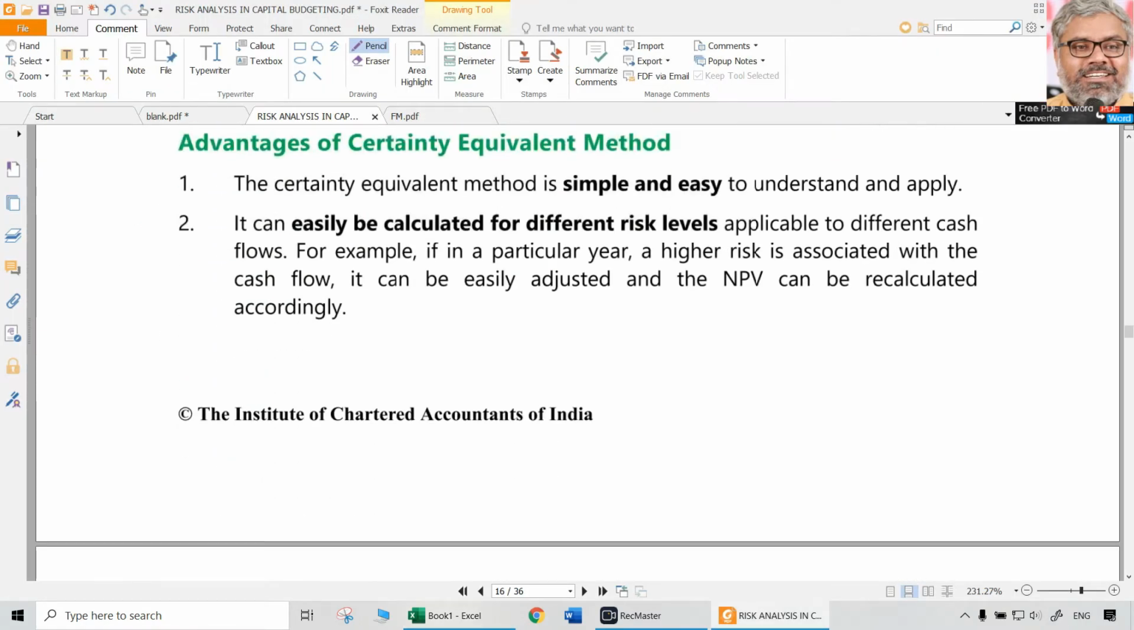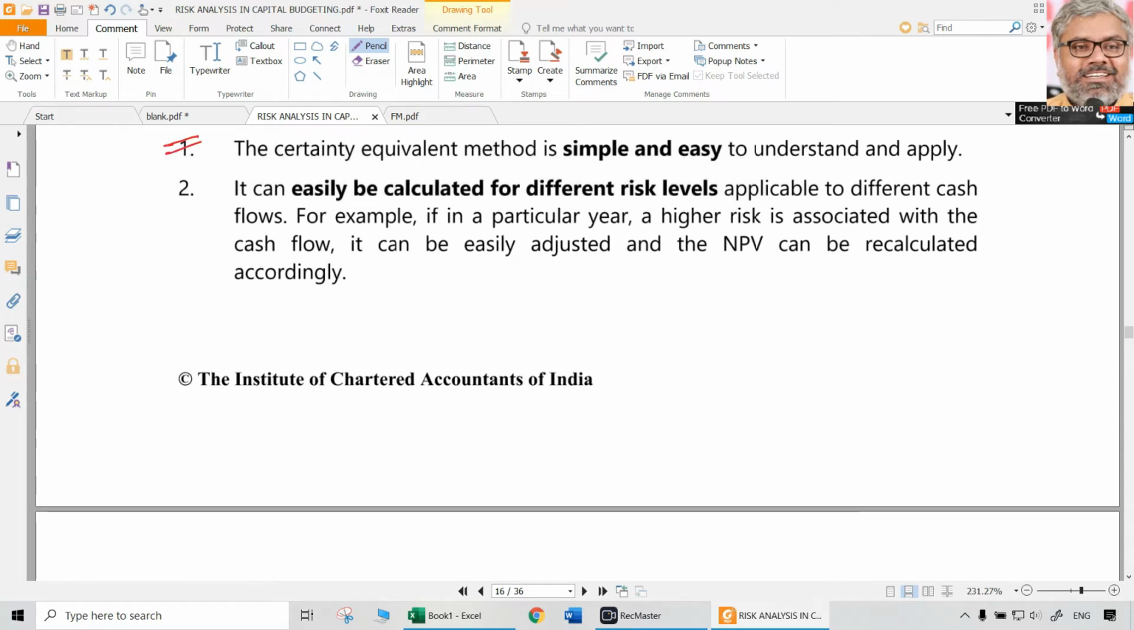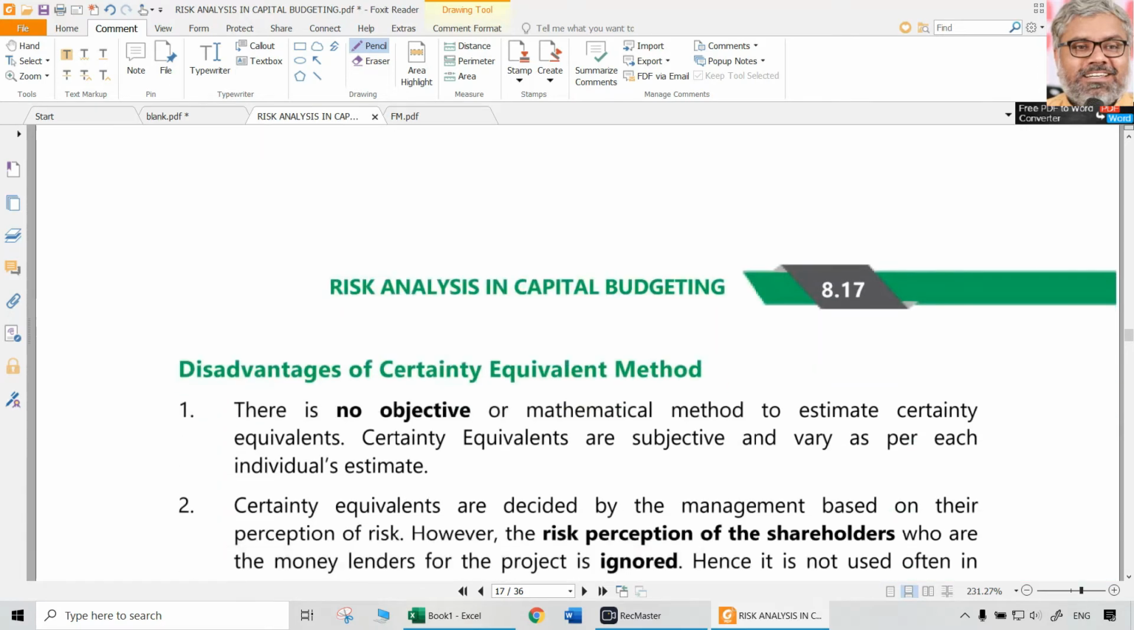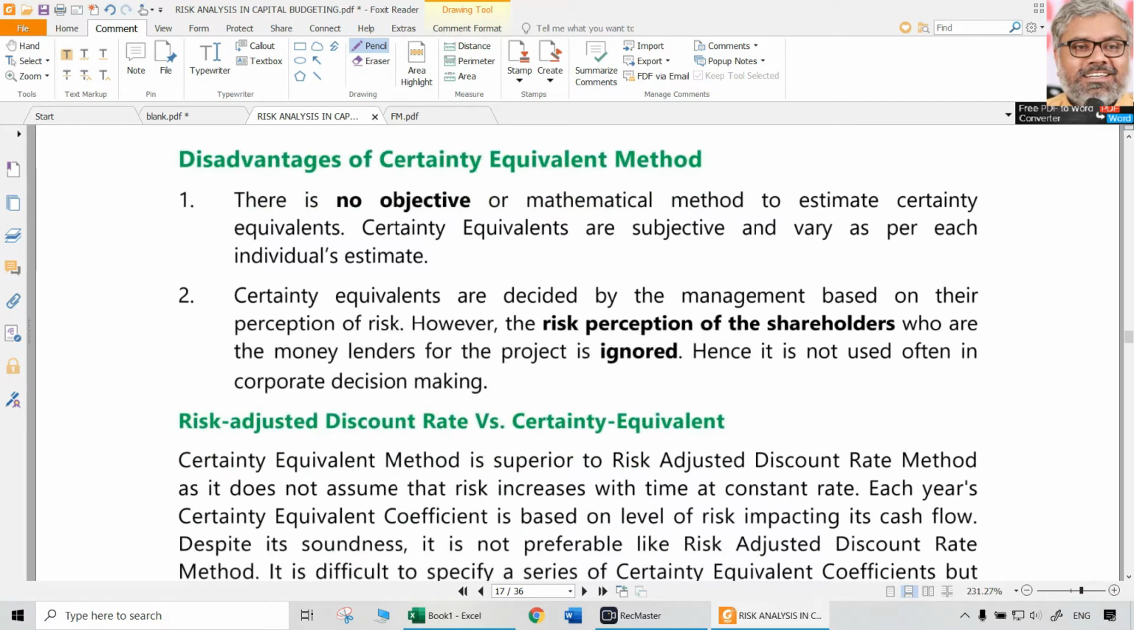Again, what are the advantages here? Simple and easy to understand and apply, and it can be calculated for different risk levels also. If there are different certainty equivalents, different NPVs can be calculated. But the biggest problem in reality is, who is going to give these certainty equivalents? That is very difficult. There is no objective mathematical method to get such certainty equivalents. So they might be subjective, and an analyst can have any certainty equivalent in mind which nobody will accept. That is why in reality nobody uses this technique.